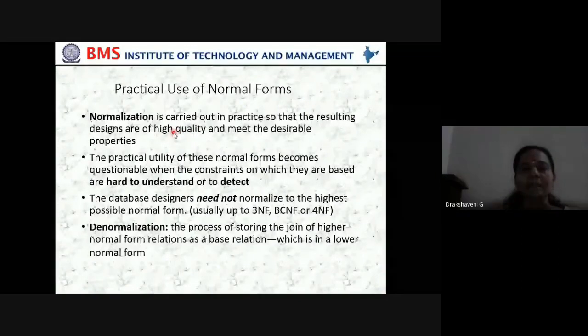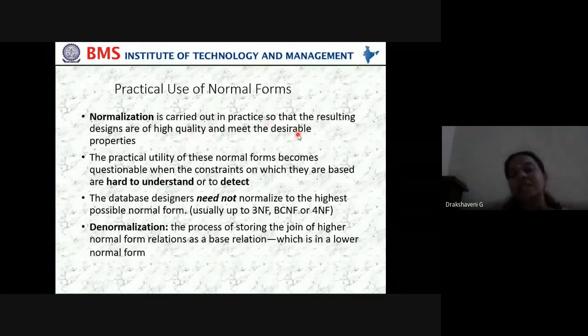and meet the desirable property. What is a desirable property? Now, if we consider a banking database, my bank tables, they would have done something behind the scenes, we don't know how it is. But what is my desire as the end user?